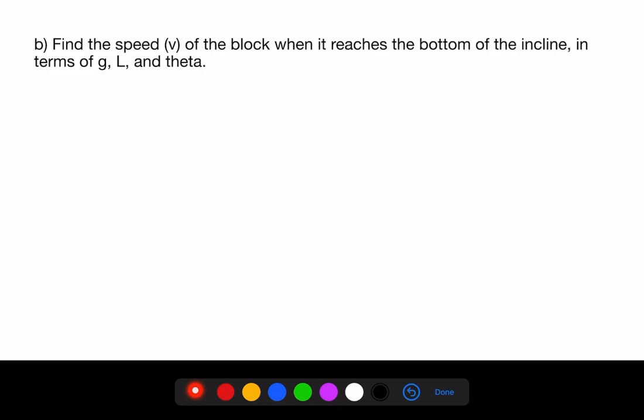Since our block was released from rest, we know our initial velocity equals 0 meters per second. We calculated that our acceleration was equal to g times sine theta. And our delta x will be positive L. This means that down the incline is our positive direction.